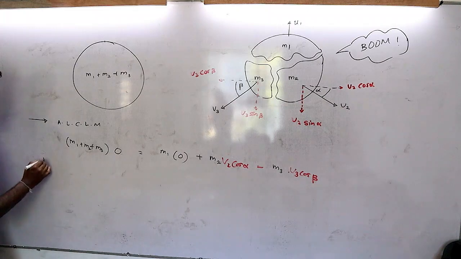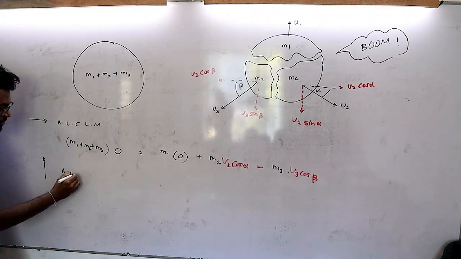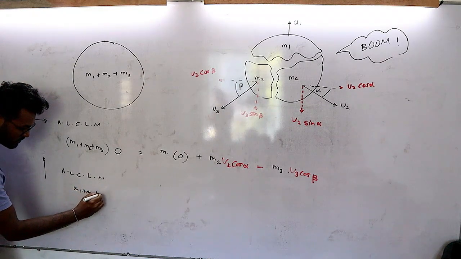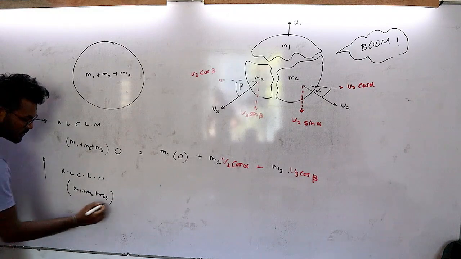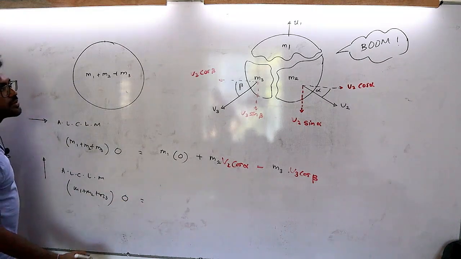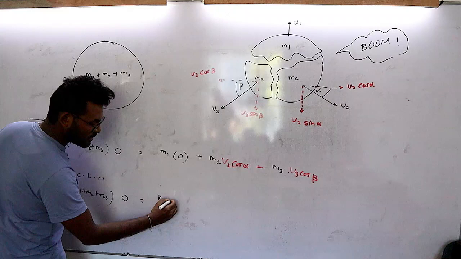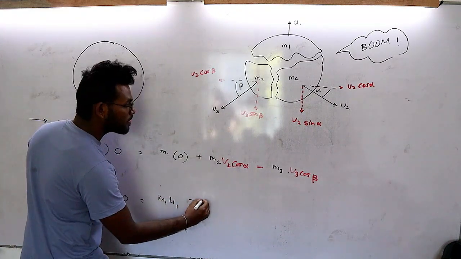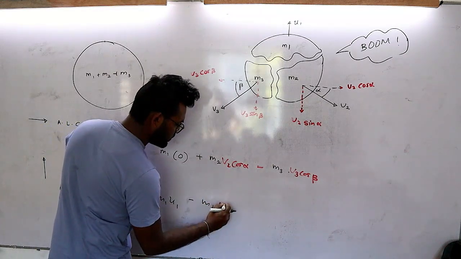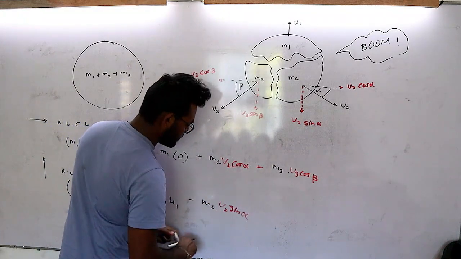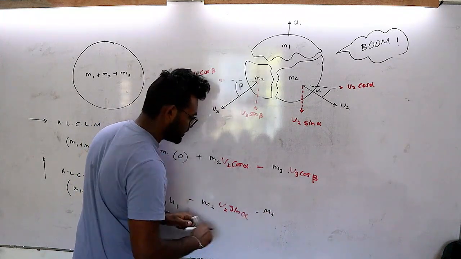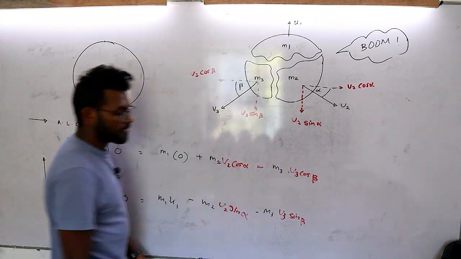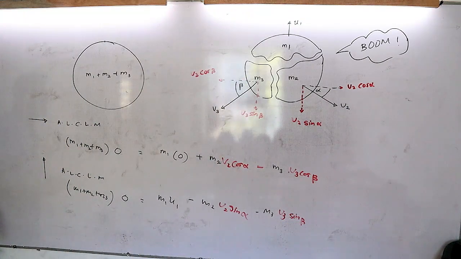Then we can even apply it to the upward direction, applying the law of conservation of linear momentum. m1 plus m2 plus m3, again it is 0, equals m1 u1 minus, I'm going to directly apply that, m2 v2 sine alpha minus m3 v3 sine beta. You could write it like that, right? Okay, let's copy it down.